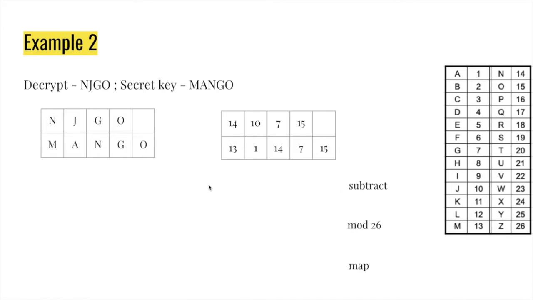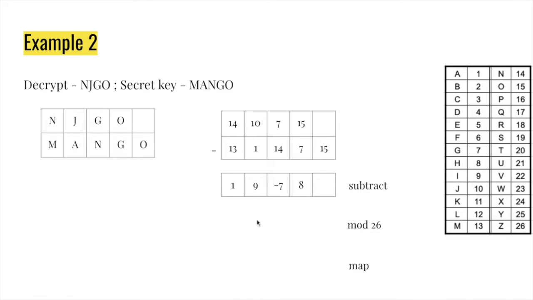First, let's do subtraction. So 14 minus 13, we have 1. 10 minus 1, we have 9. Now 7 minus 14, we have minus 7. And 15 minus 7, we get 8. Now let's take a modulus 26 of these values. So for 1 and 9, the values are pretty straightforward, right? 1 mod 26 will be 1 and 9 mod 26 will be 9.